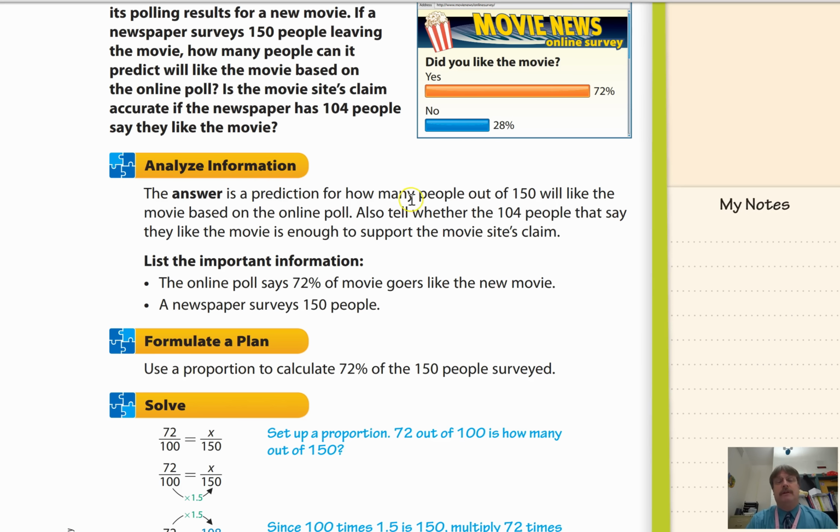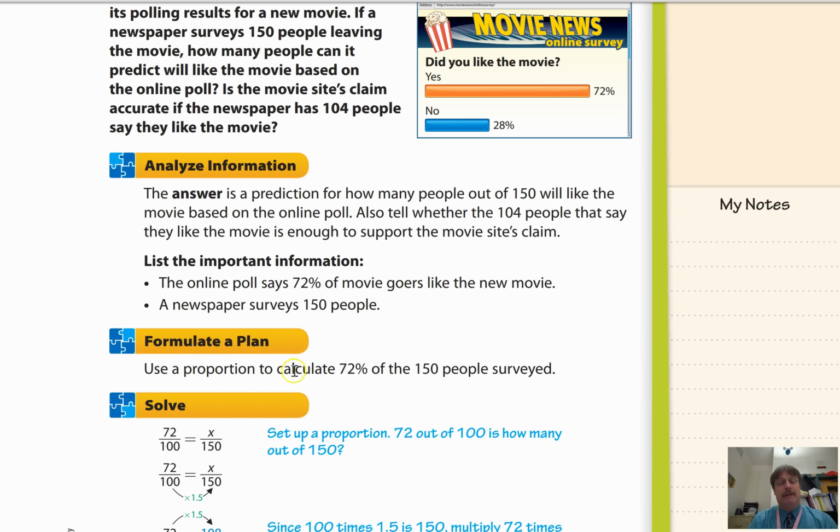The answer is a prediction of how many people out of 150 will like the movie based on the online poll. So you're doing that comparison of how many people from the online poll, and then predicting how many people that you physically talk to like the movie. Also tell whether the 104 people that say they like the movie is enough to support the movie site's claim. So we already highlighted the important information before, but they have it written down here. The online poll says 72% of the moviegoers like the new movie, and the newspaper surveyed 150 people.